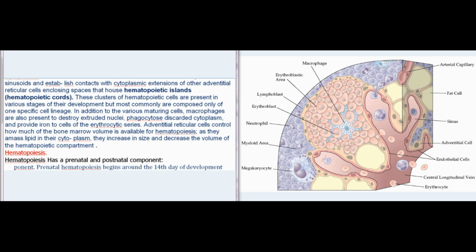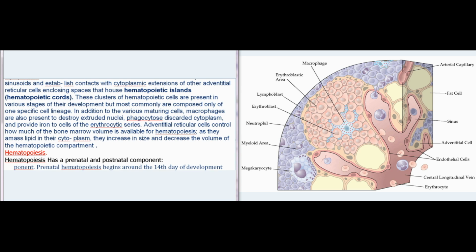Adventitial reticular cells control how much of the bone marrow volume is available for hematopoiesis. As they amass lipid in their cytoplasm, they increase in size and decrease the volume of the hematopoietic compartment. Hematopoiesis. Hematopoiesis has a prenatal and postnatal component.